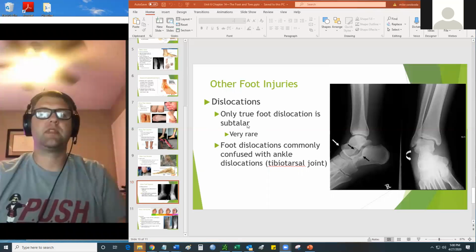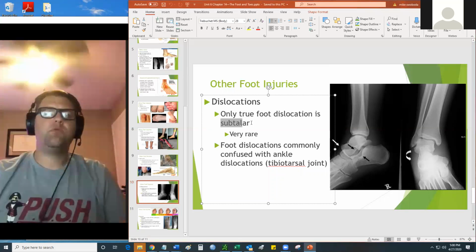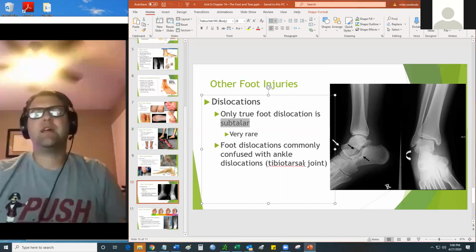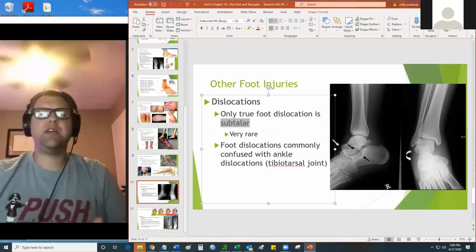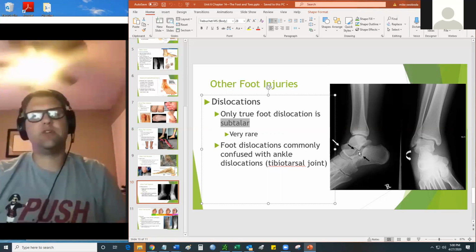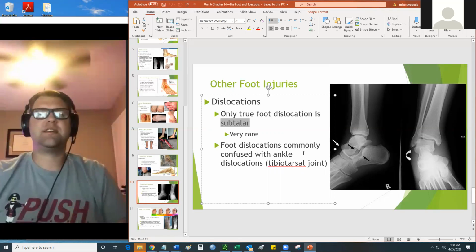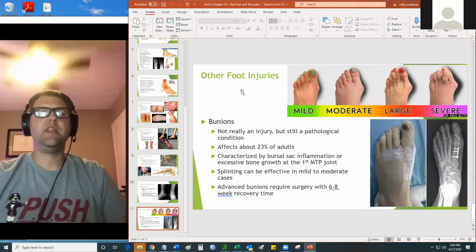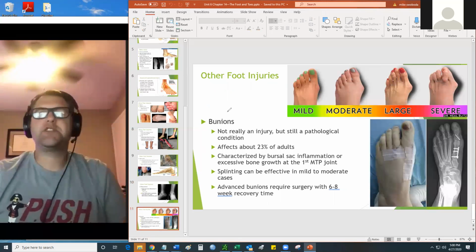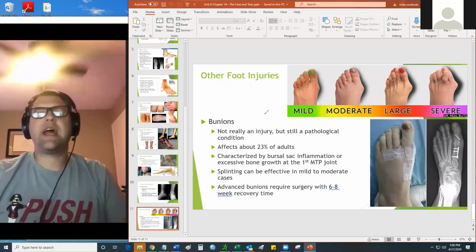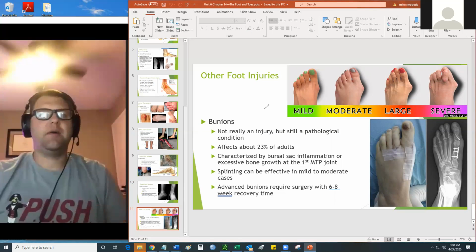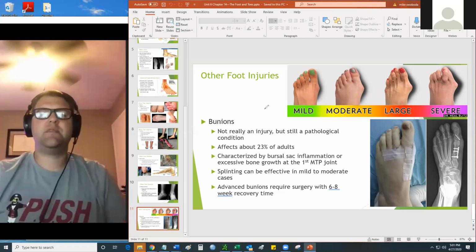Dislocations there, really the subtalar joint's the only one that would dislocate. You could get an ankle dislocation, but again, that's still rare. True foot dislocations are really rare. And then the last thing here is bunions. Now, bunions really aren't an injury, but a pathological condition. Usually these aren't going to happen until later in life. However, they do have a prevalence in teens to young adults.